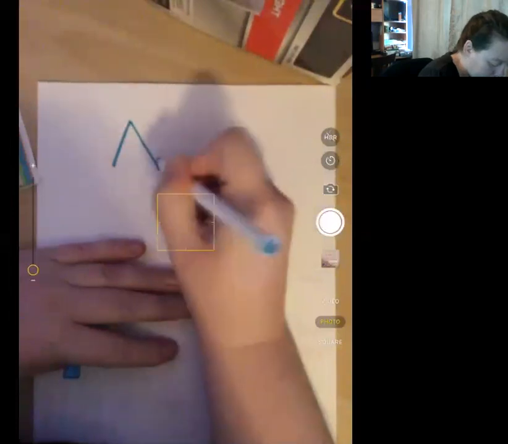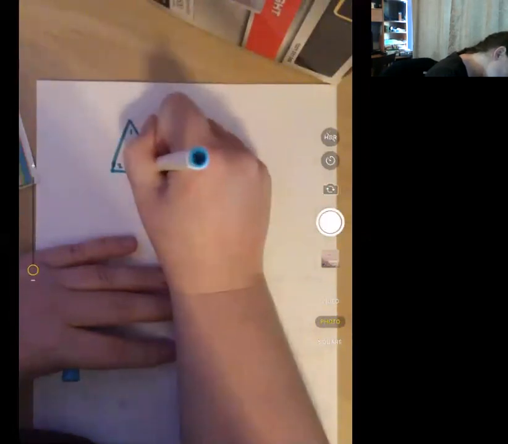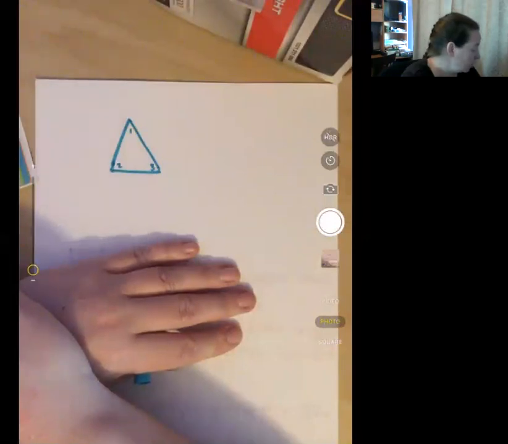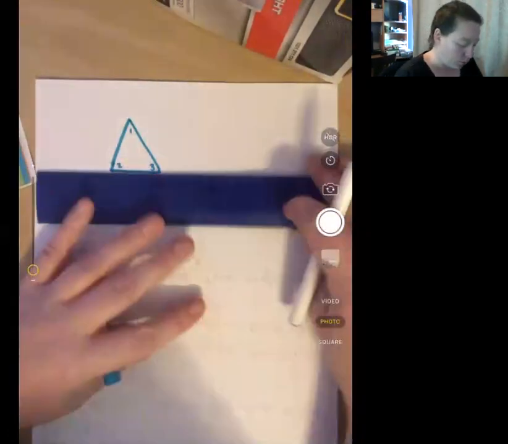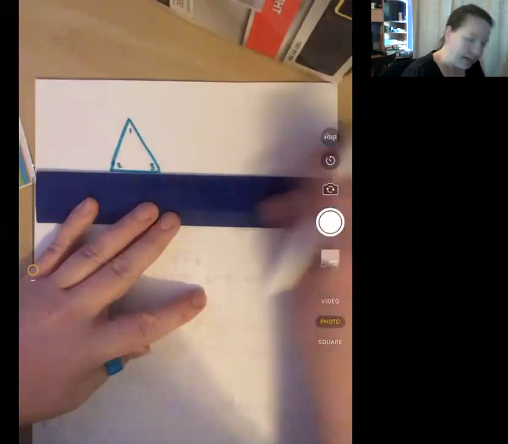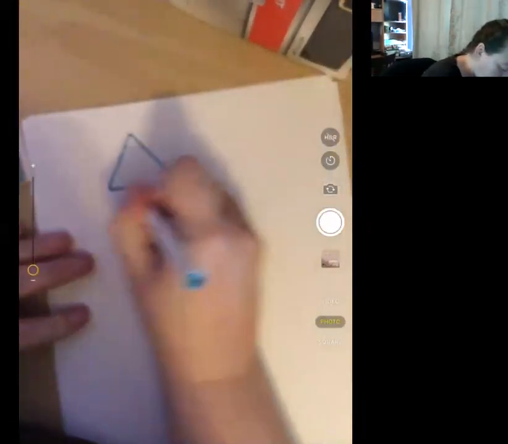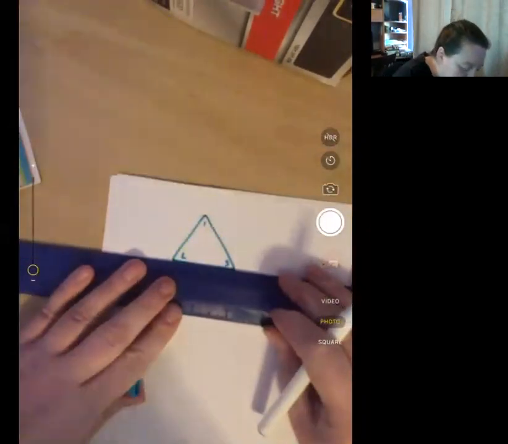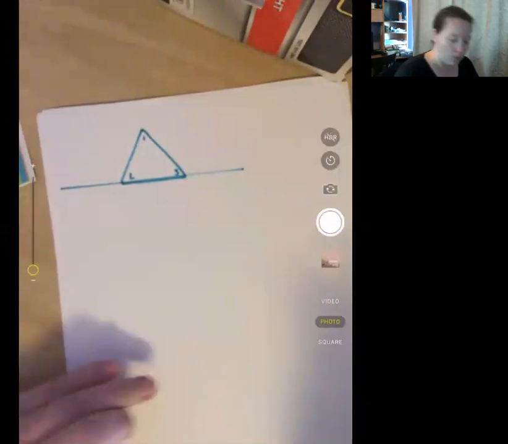So I have a triangle now, and I am going to label this as 1, 2, and 3. So that is my triangle. I have 1, 2, and 3. I am then going to draw a line through the bottom of it. Let me get a different sheet of paper. All right, so triangle 1, 2, 3. Draw a line through the bottom of it. That line is going to be called A.